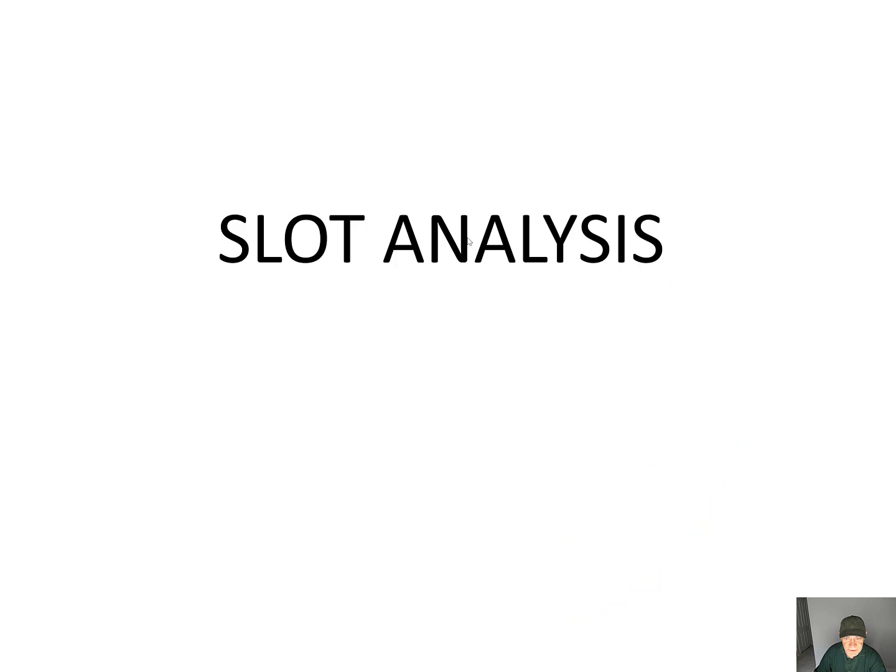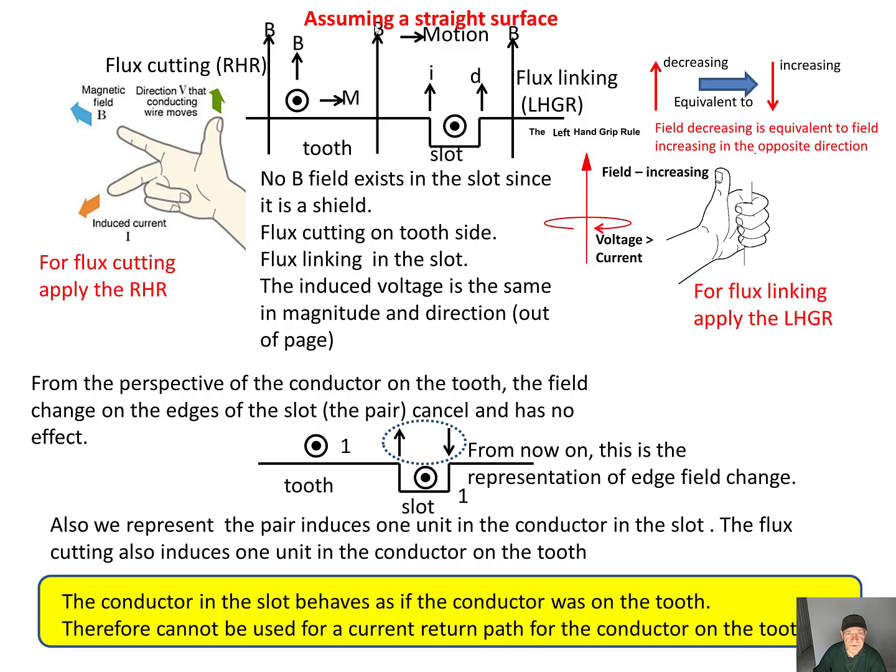So we'll begin the slot analysis. We're going to assume for now a straight surface, not a circular surface like a rotor. For the tooth, we apply flux cutting, where we apply the right-hand rule, which is the same as for the generator. The thumb points in the direction of the force, the index finger in the direction of the magnetic field, and the middle finger is the induced current. So for flux cutting, you apply the right-hand rule.